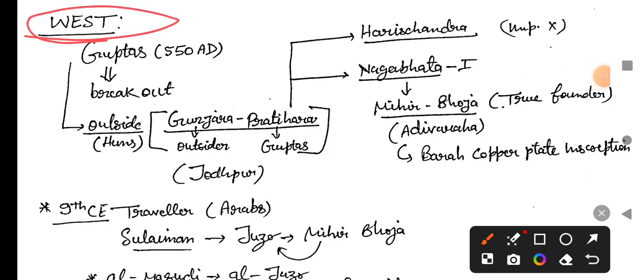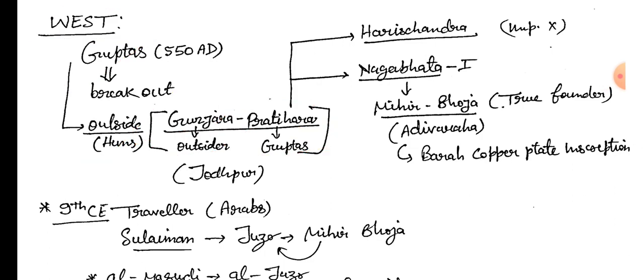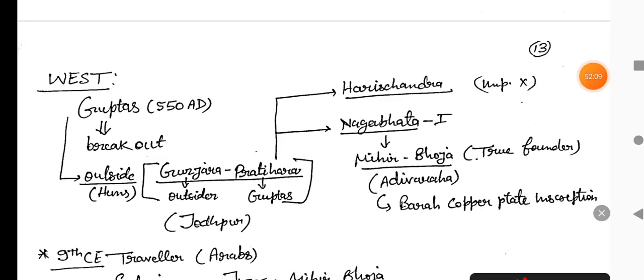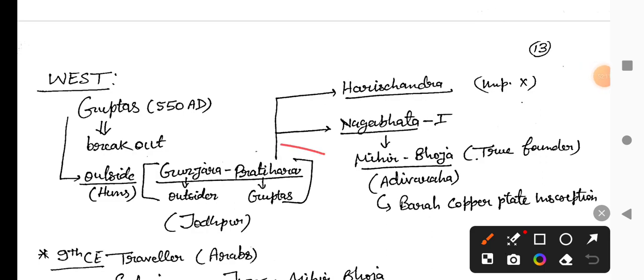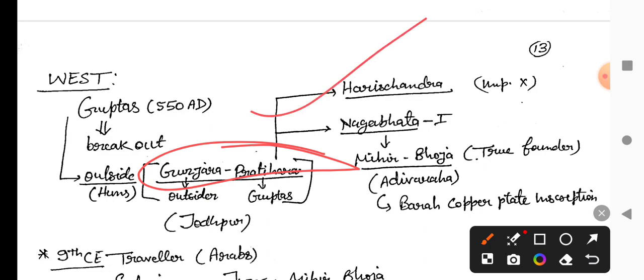Which dynasties were located in the west? The Gupta dynasty was located there around 550 AD. After their breakout, outsiders invaded India, that means the Hunas. The Gurjars were outsiders, and the Pratihars were Guptas. These groups intermingled with each other and created their society through the marriage system. Harishchandra is not very important, so we will not discuss his reign.